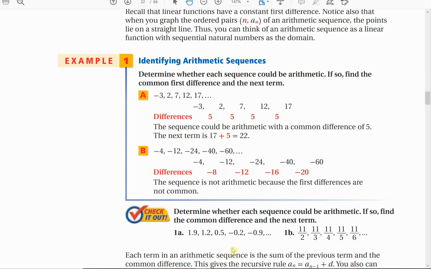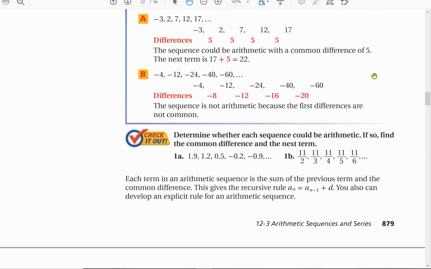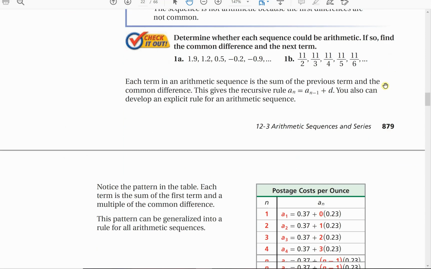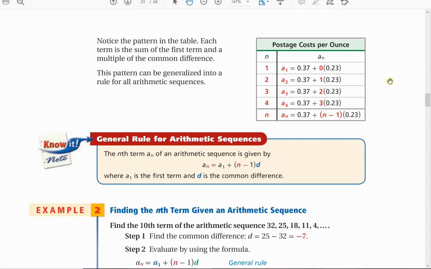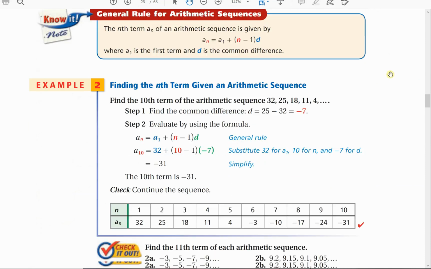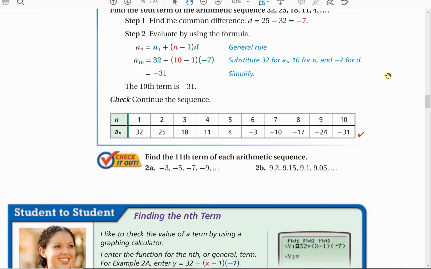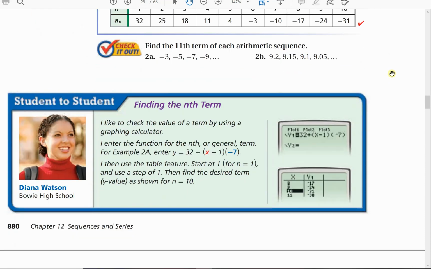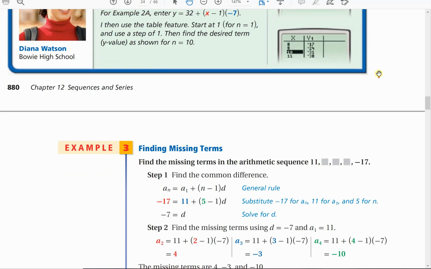All right, let's go back to the text here. If we scroll down a bit, they show you how to derive that formula we talked about and how to apply it in example number 2. And they even show you how you can graph these on your calculator. If you plug this into your calculator just like that, you can find lots of terms just by scrolling through a table. You can find the 10th term real easy.